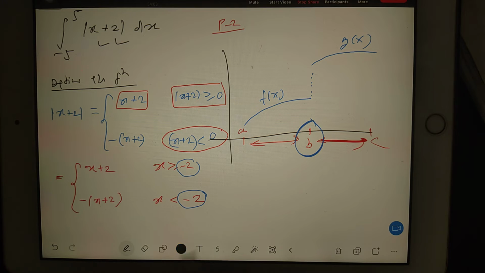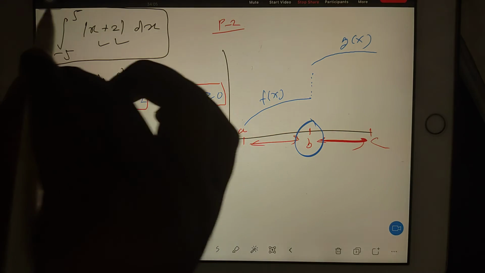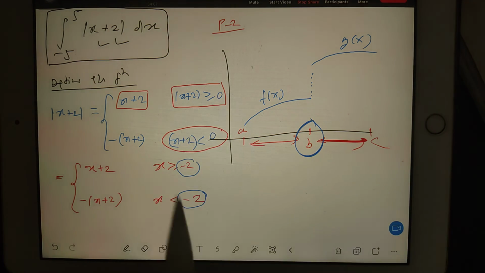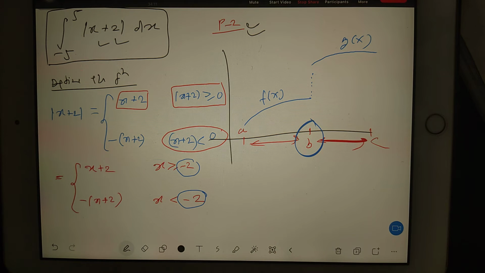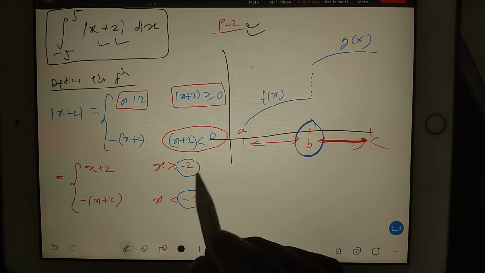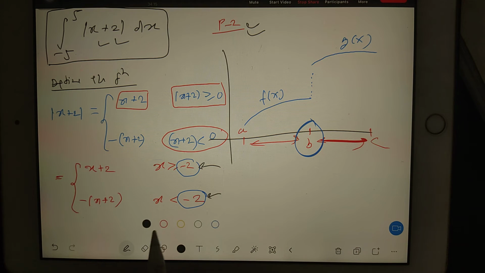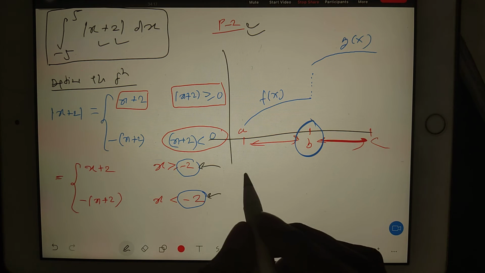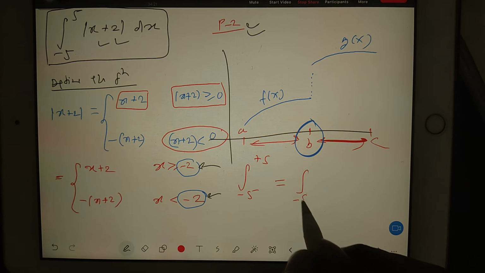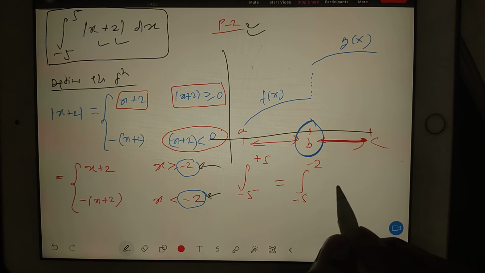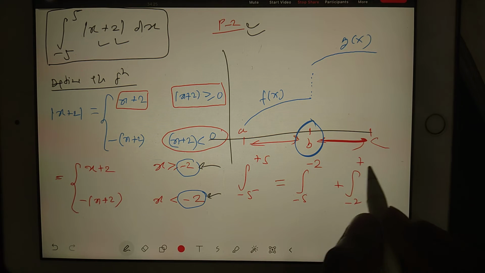It means whatever question is given here, you will break this question. But how? Using property 2. But how will you break? You need a middle point, the critical point. That critical point you can see here is minus 2. So how will it help you? It will help you like this. Your integration from minus 5 to plus 5, you will break as integration from minus 5 to minus 2 plus integration from minus 2 to plus 5.